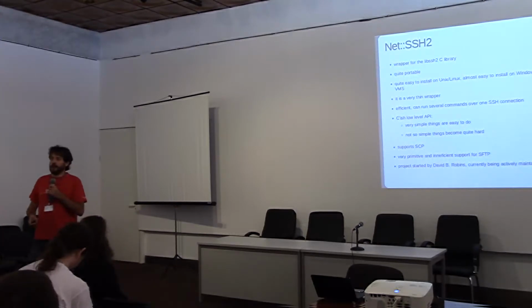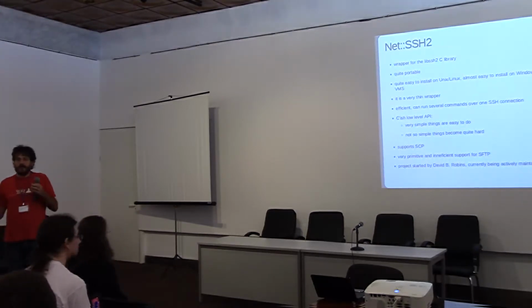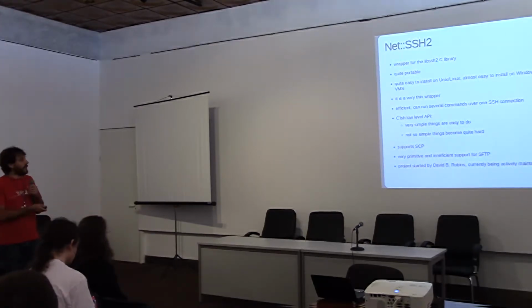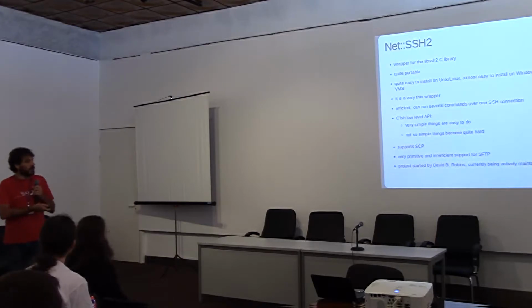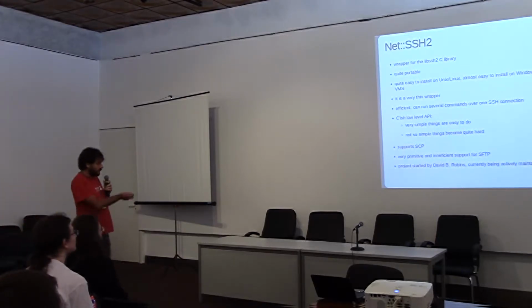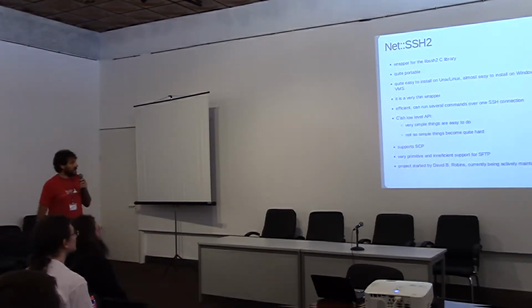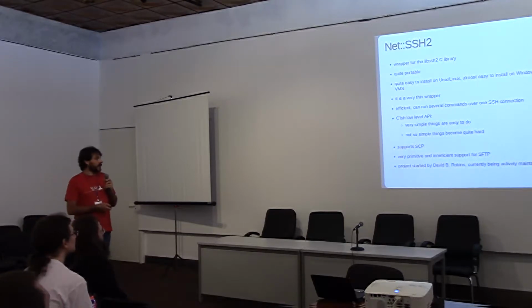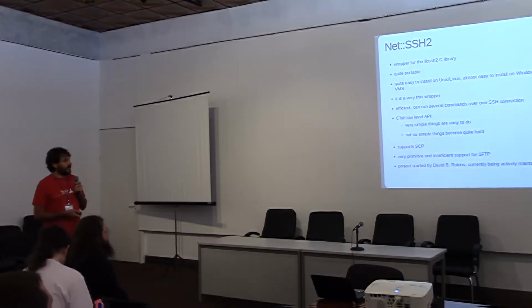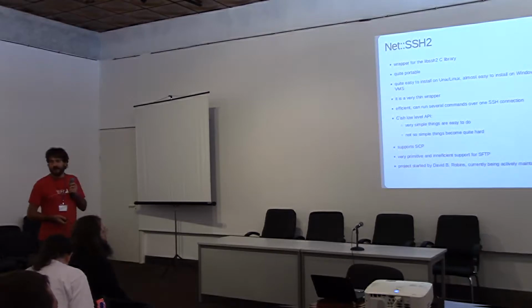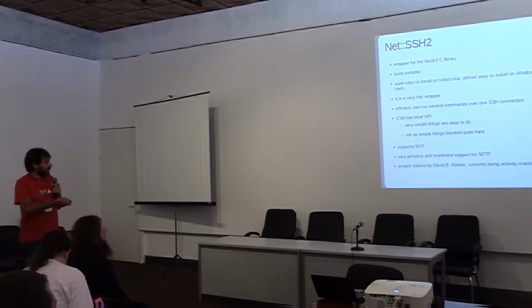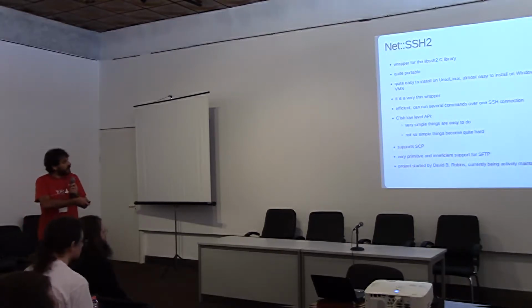If you look at the code, you will find Perl code talking about how to do things using Net::SSH2. Most of the code is full of bugs because Net::SSH2 is very difficult to use. It has support for SFTP, but it's very primitive and not very efficient, as is typical of the wrapper.